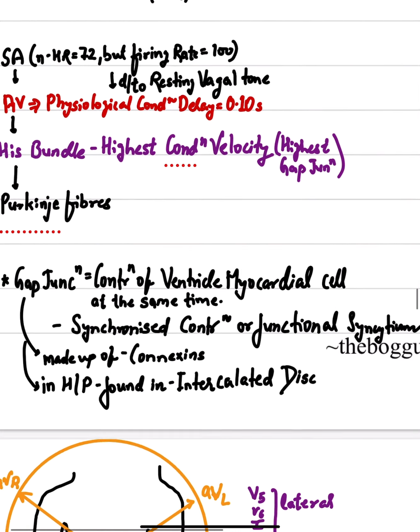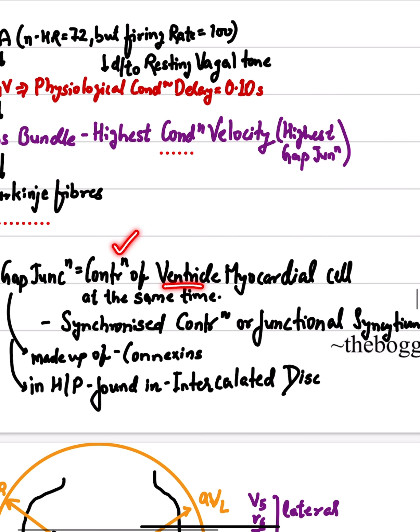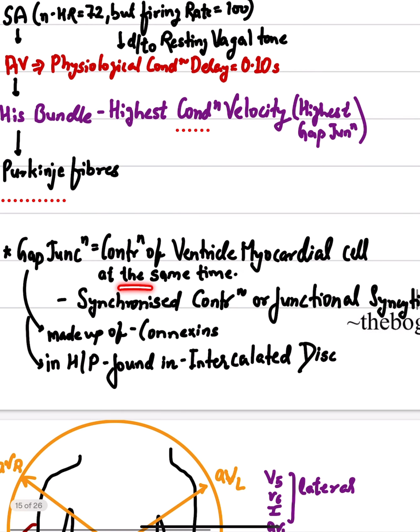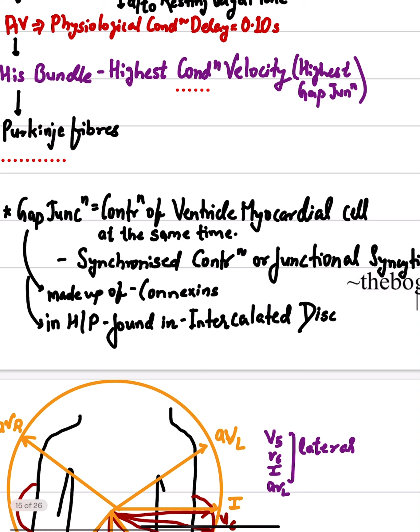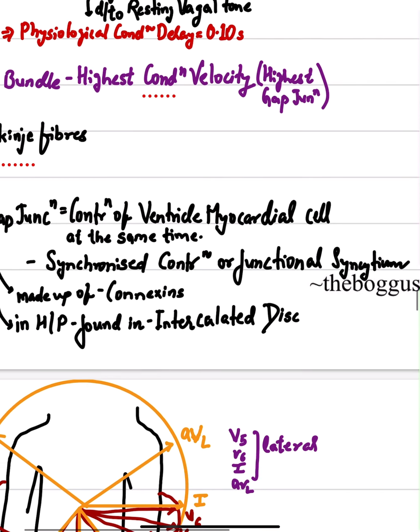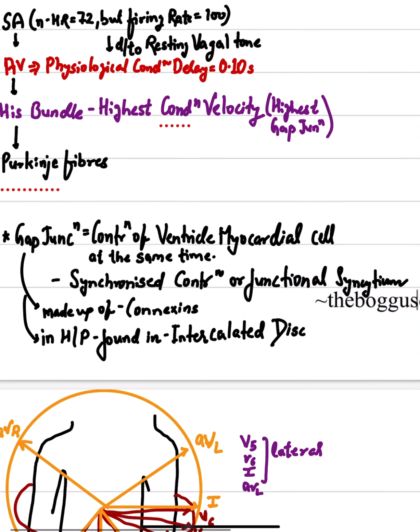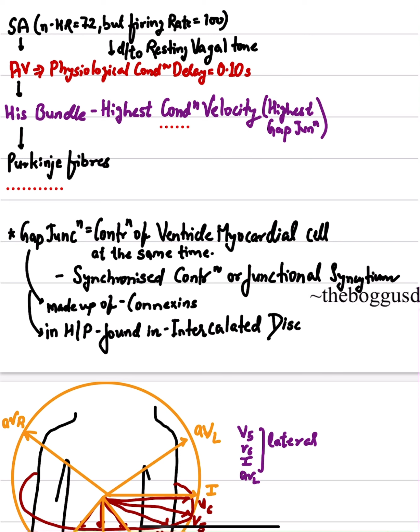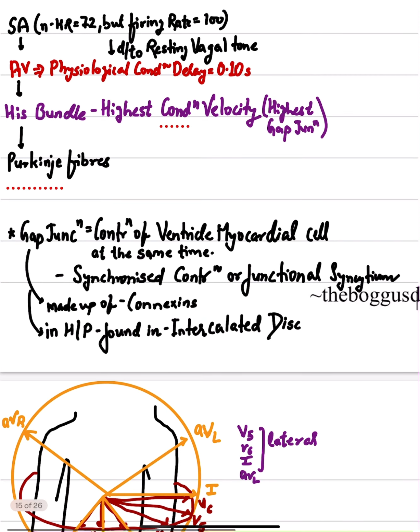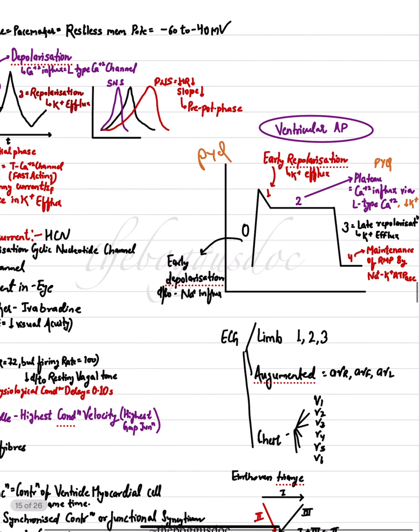It is the coordination of ventricular myocardial cells at the same time. It helps in the contraction of ventricular myocardial cells at the same time. This is known as synchronized contraction or functional syncytium. This condition of ventricular myocardial cells is known as functional syncytium. It is made of connexons and found in the intercalated disc.